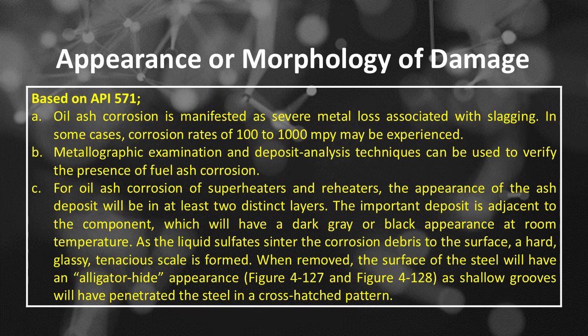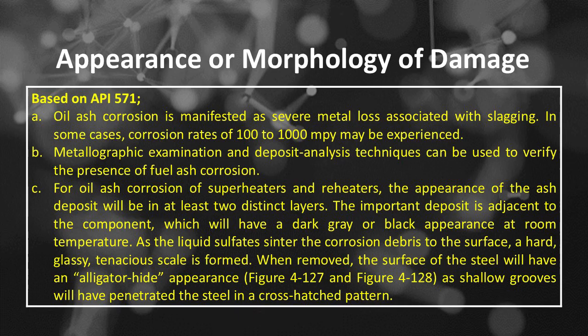Appearance or morphology of fuel ash corrosion damages based on API 571. Number A, oil ash corrosion is manifested as severe metal loss associated with slagging. In some cases, corrosion rates of 100 to 1000 mpy may be experienced. Number B, metallographic examination and deposit analysis techniques can be used to verify the presence of fuel ash corrosion. Number C, for oil ash corrosion of superheaters and reheaters, the appearance of the ash deposit will be in at least two distinct layers.